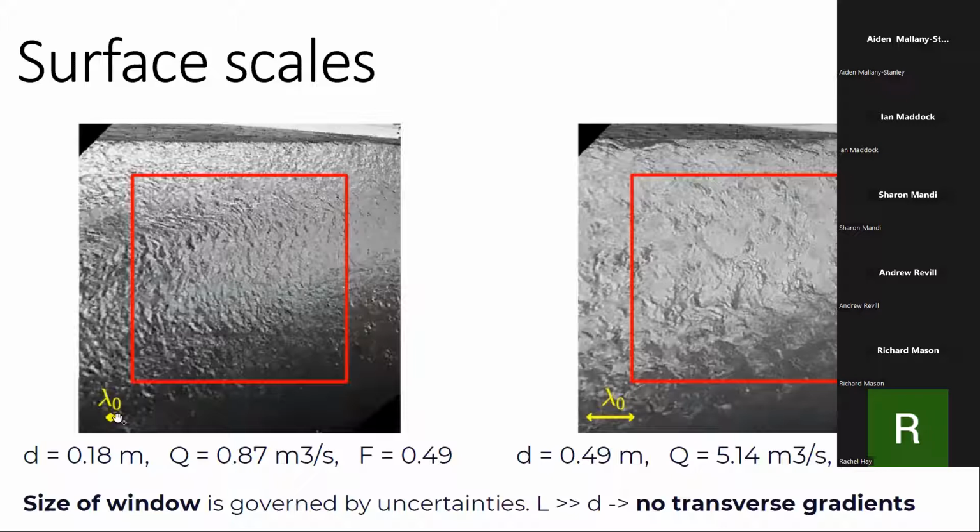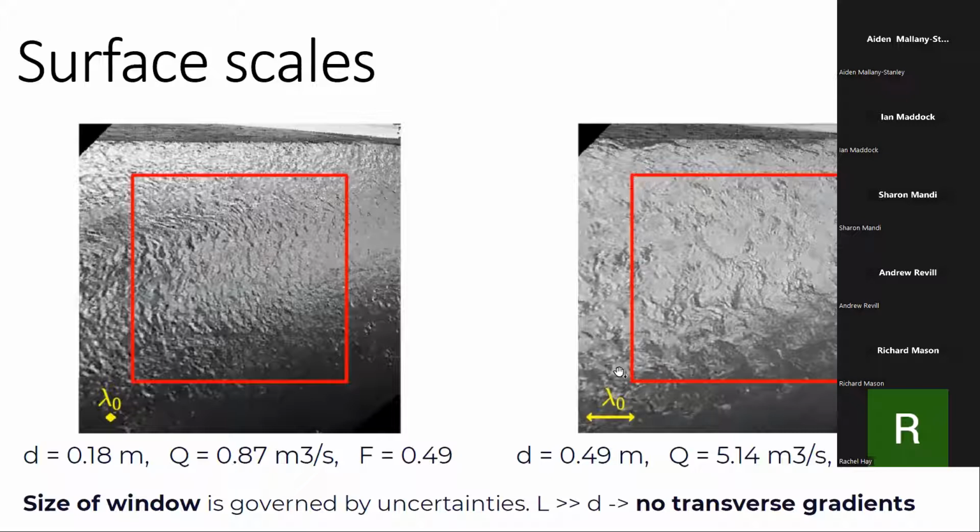Lambda naught there indicates the predicted characteristic size of the surface. In the paper, we discuss a bit better how to calculate this. But we see a difference, and the bigger waves are found at the faster flow. That's something we can expect and we can predict.